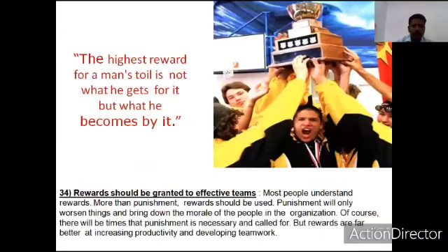And the next one is reward should be granted to the effective. It means that those who have worked really hard, sub teams, groups of members, or sometimes individuals, need to be rewarded. Then only it becomes a motivating tool which makes them continue to work for the organization's goals.